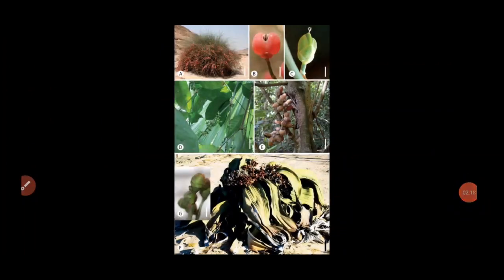Dear students, up to this, our lesson Plant Kingdom is over. You have to write the classification of pteridophytes and the classification of gymnosperms in your classwork note.